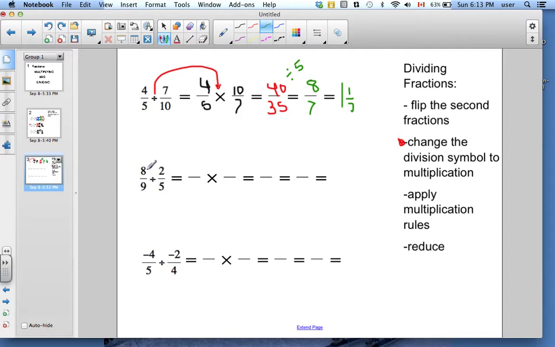So now we're going to move to the next problem. We're going to do 8 over 9 divided by 2 over 5. Flip the second fraction. So we're going to write 5 over 2. Change the symbol. I've already done it for you, so we change the symbol to multiplication. Rewrite your first fraction down. You can do the step first of rewriting your first fraction if you want and then apply the steps. That's okay. So now we're going to multiply 8 by 5. When we multiply 8 by 5, we get 40. So we have 40 as our numerator. When we multiply 9 by 2, we get 18.